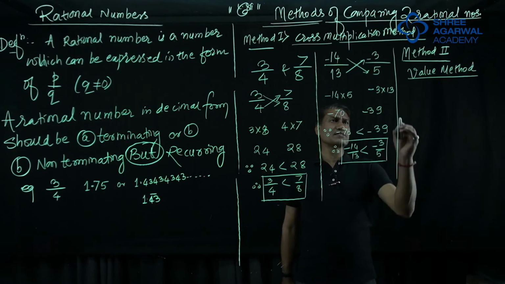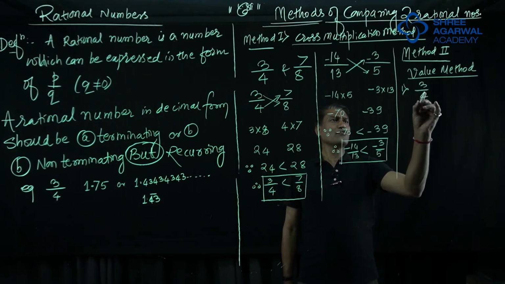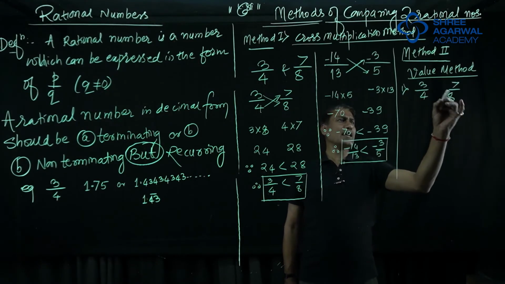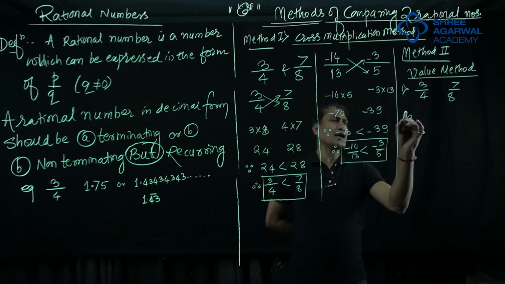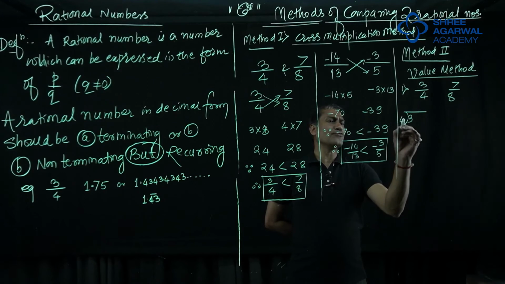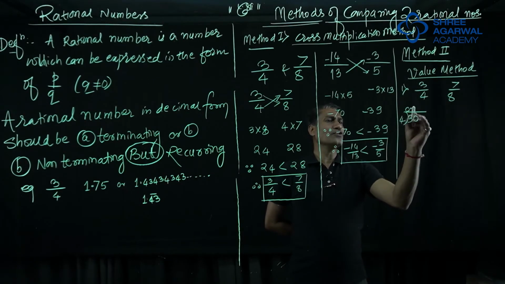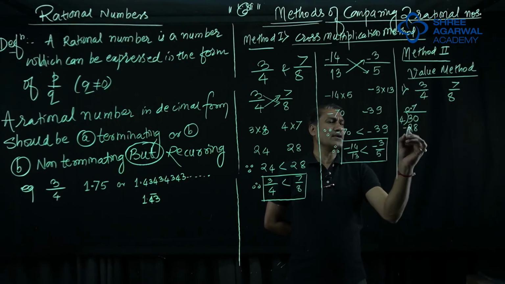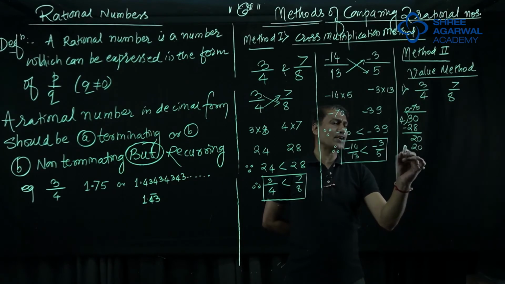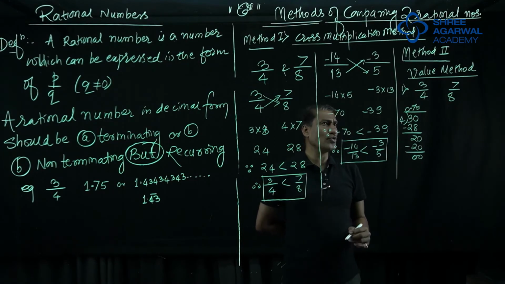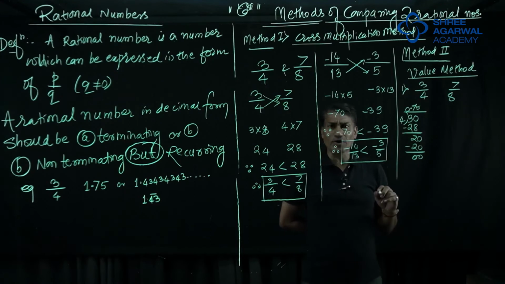Let us take the same example. First one, 3 upon 4 and 7 upon 8. Now, if I want to find the value of 3 upon 4, I have to divide 3 by 4. 3 does not go in the table of 4, so I take a 0 here. 4 7s are 28, 2 remains. I take a 0 here. 4 5s are 20, division is over. So, the value of 3 upon 4 we found.